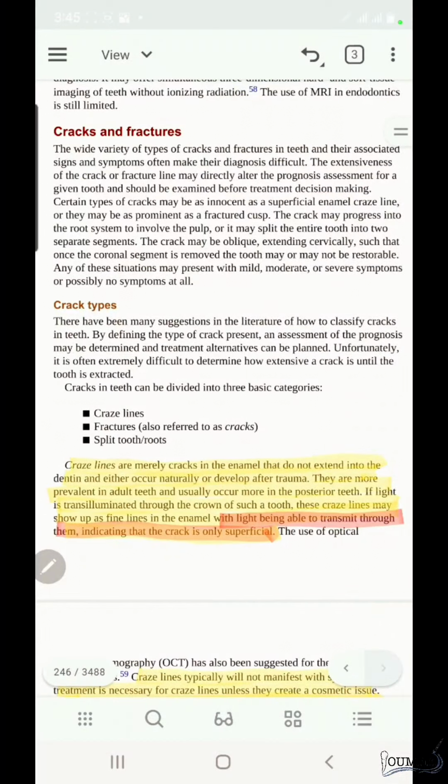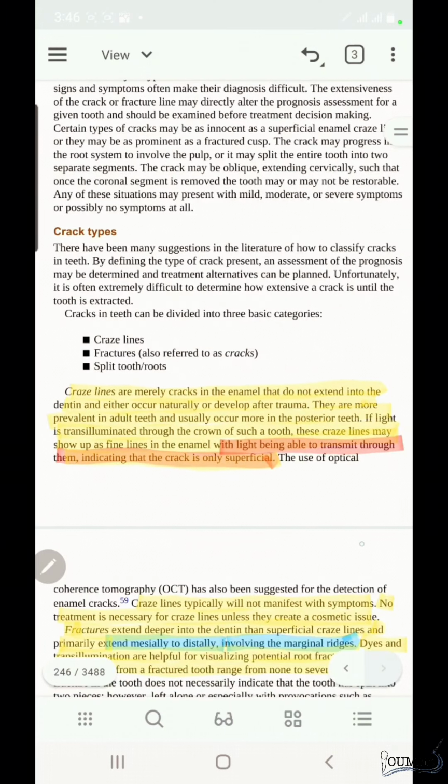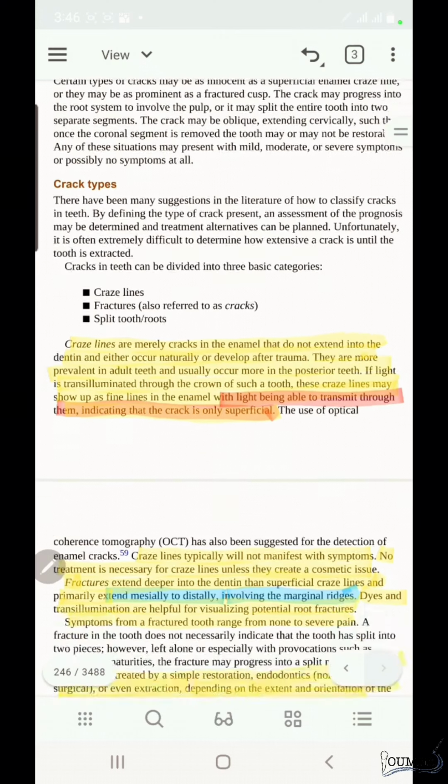These lines are merely cracks in the enamel. They do not extend into the dentin, and they can be naturally found or develop after a trauma. No treatment is necessary unless they create a cosmetic issue for the patient.